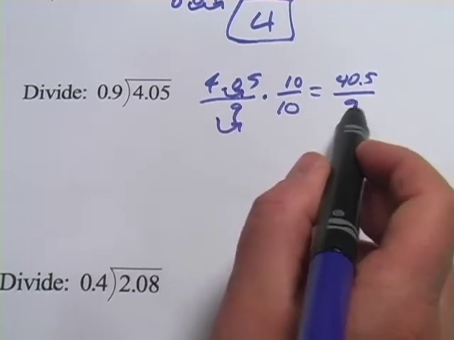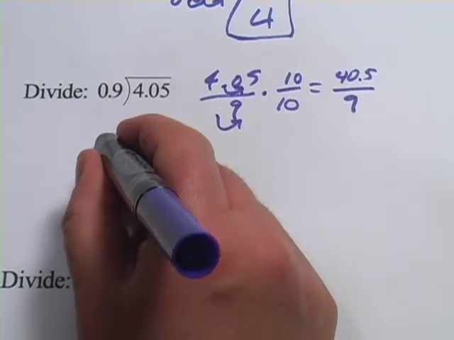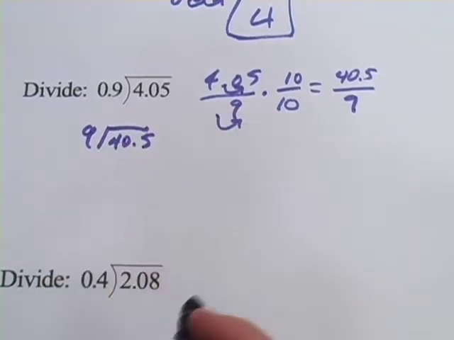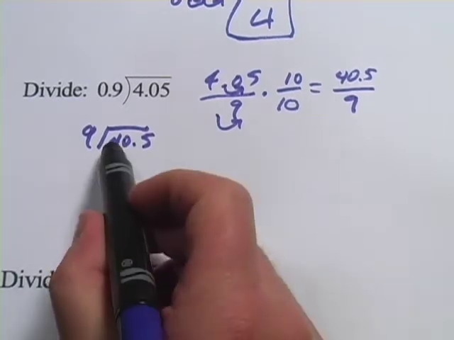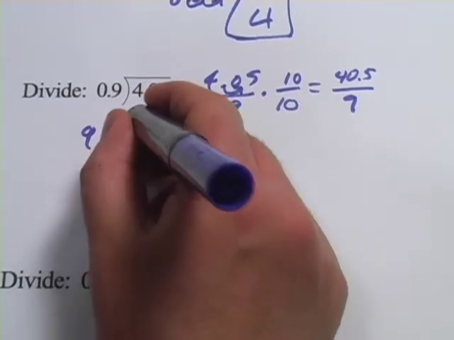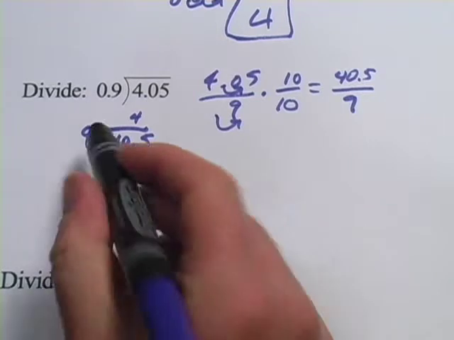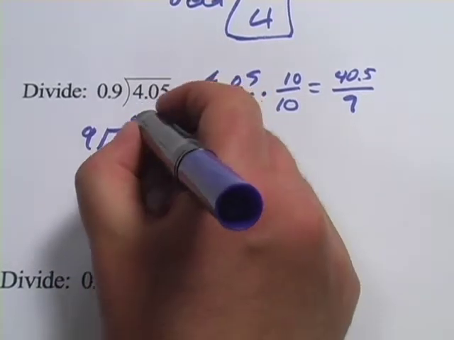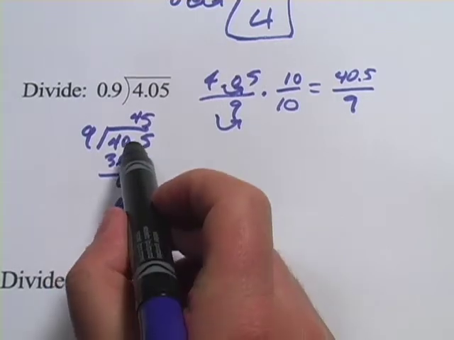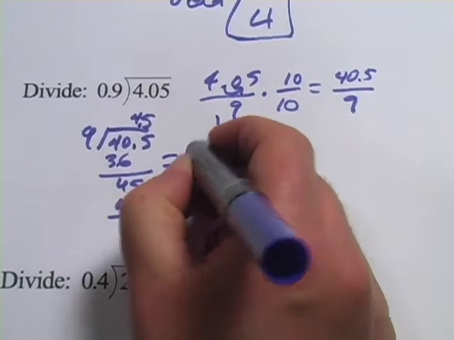But we have a divisor here that isn't a whole number. So let's rewrite this. We have 9 out here. We have 40.5 inside, and now we can move on with this. How many 9s in 4? That's too small. How many 9s in 40? Well, let's see. 9 times 4 is 36. Now we got 45, and 9 times 5 is 45. So that comes out just right. And the only trick here is you got to remember to put this decimal point in, so it's right there, and our answer is 4.5.